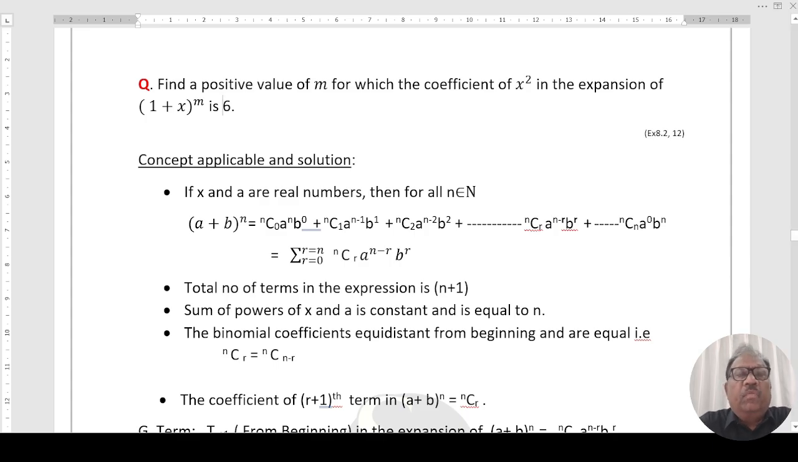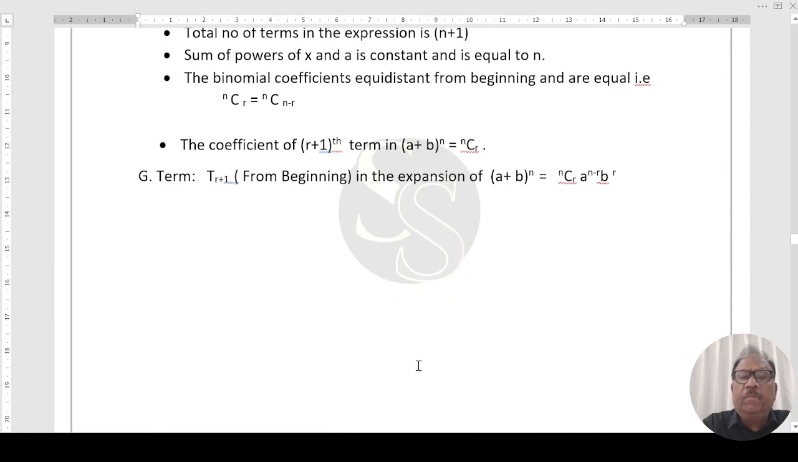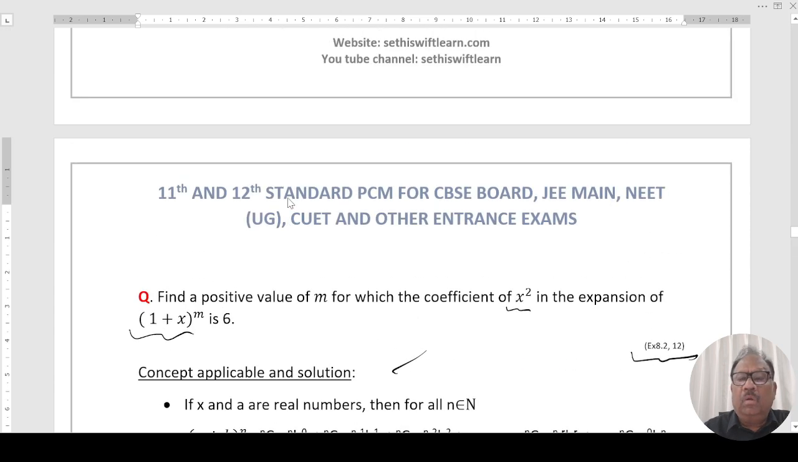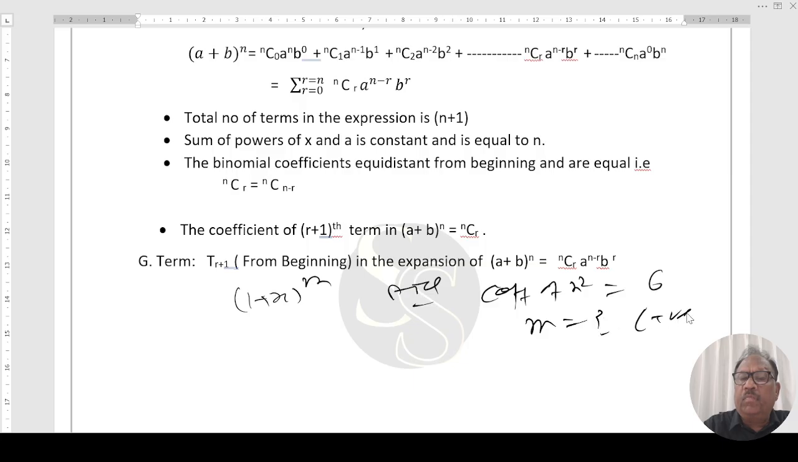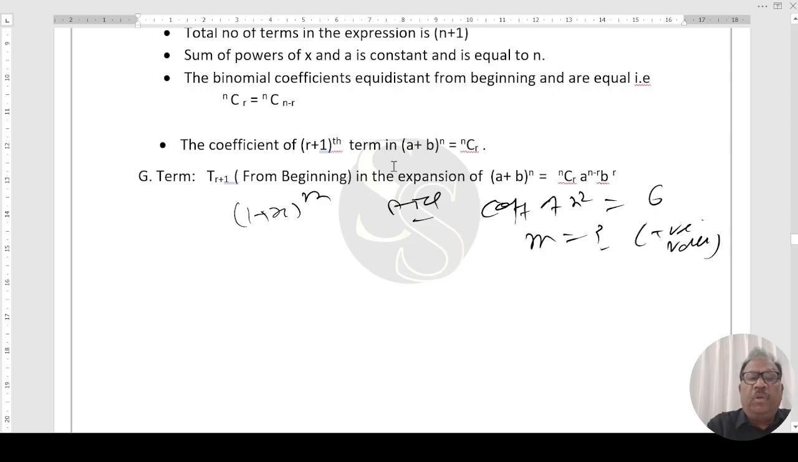Question is, find a positive value of m for which the coefficient of x square in the expansion of (1 plus x) to the power m is 6. Question is taken from NCERT exercise 6.2, concept applicable in solution. Expansion is (1 plus x) to the power m. According to the question, coefficient of x square is equal to 6. m is a positive value. You have to find the positive value. Right?